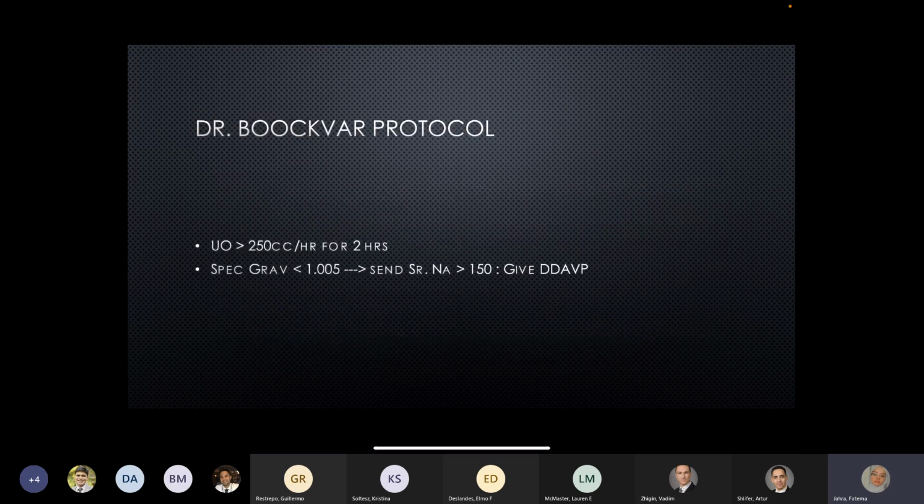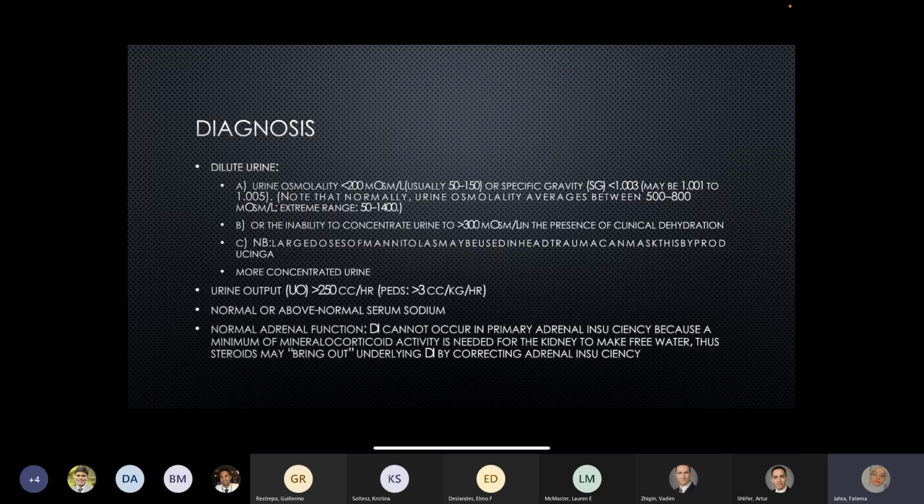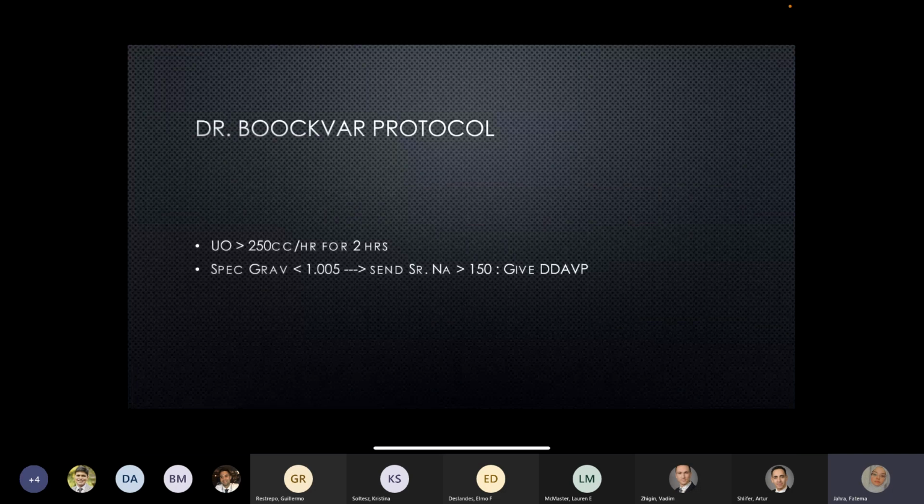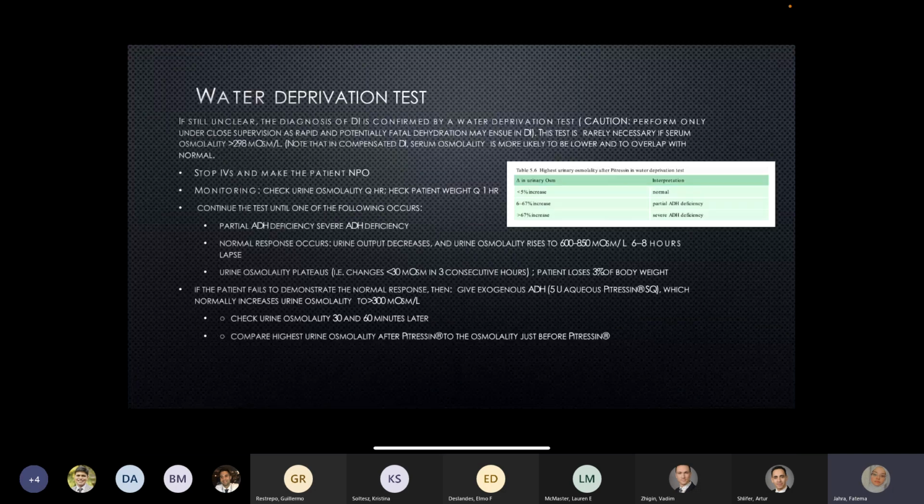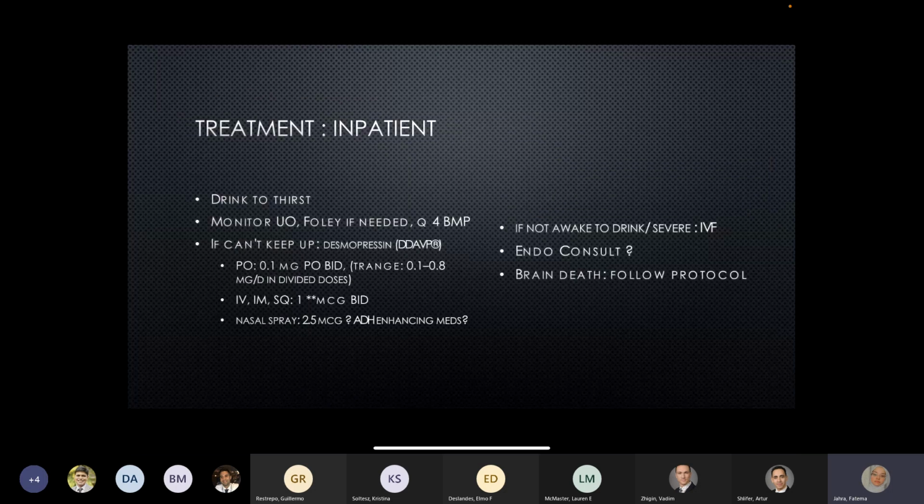And then, diagnosis. I'm going to skip this slide because for diagnosis, in our hospital, we follow Dr. Bookvar's protocol, which is your urine output has to be over 250 cc's for 2 hours, then your specific gravity has to be less than 1005, and then you send the serum sodium. If it's over 150, you give the DDAVP. But if you look at the literature here, they're not really saying 150. I don't know what they say, but they're just mentioning hypernatremia. They don't care about 150 or not. And also, this is a water deprivation test, so we never do this, so I'm going to skip through it.